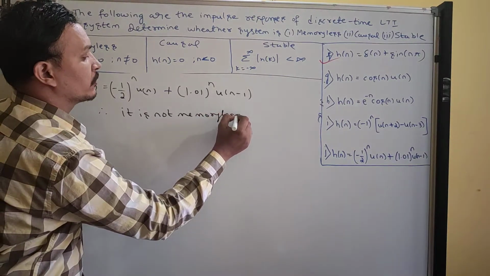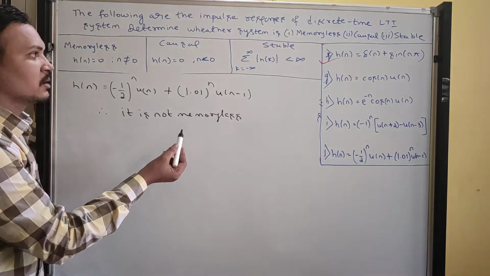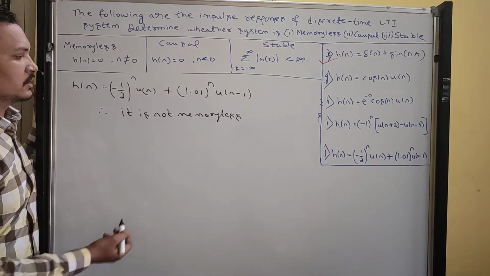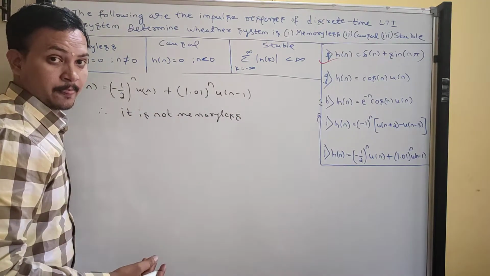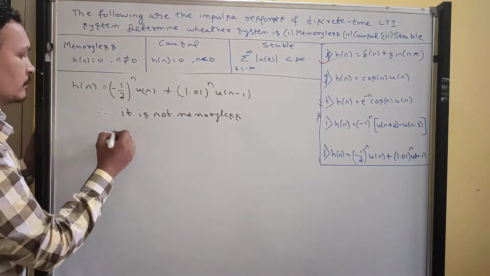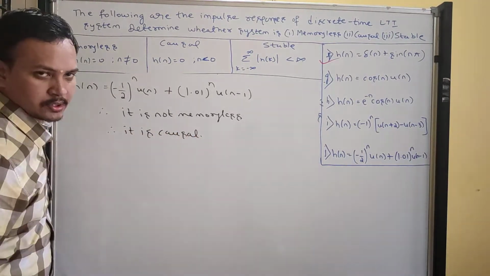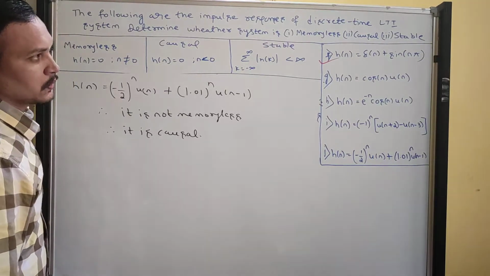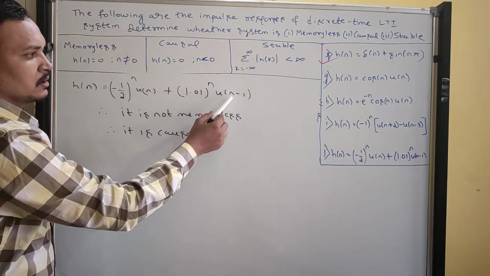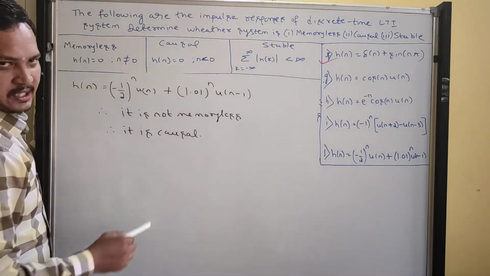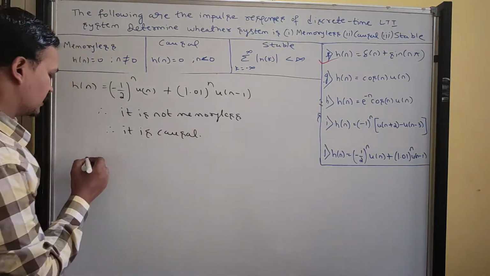It is not memoryless. What about causality? See, u of n start from 0 to infinity, but you need for n less than 0, your h of n should be 0. Yes, this is valid. What about this one? u of n minus 1 start from 1 to infinity. Okay, so if n less than 0, h of n is 0. Therefore you can say it is causal. So refer previous videos. Starting ABCD problems, there I explained in detail for causality. I wrote waveforms and all for the starting 4 problems. You can refer that.